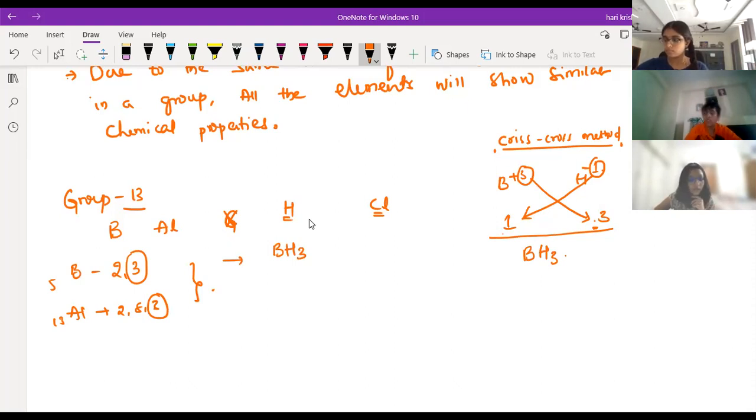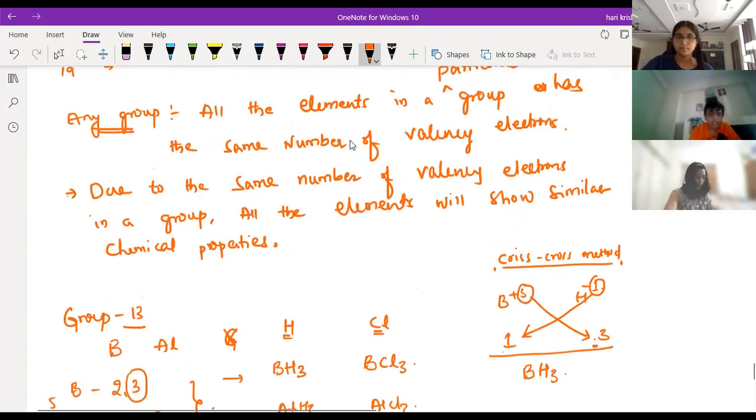What about the chlorine case? BCl3, is it correct? Yes or no? Yes, sir. Boron will show +3, Cl will show -1 always. Aluminium, AlH3 or AlCl3. Both will form the same type of compounds. Now understand?